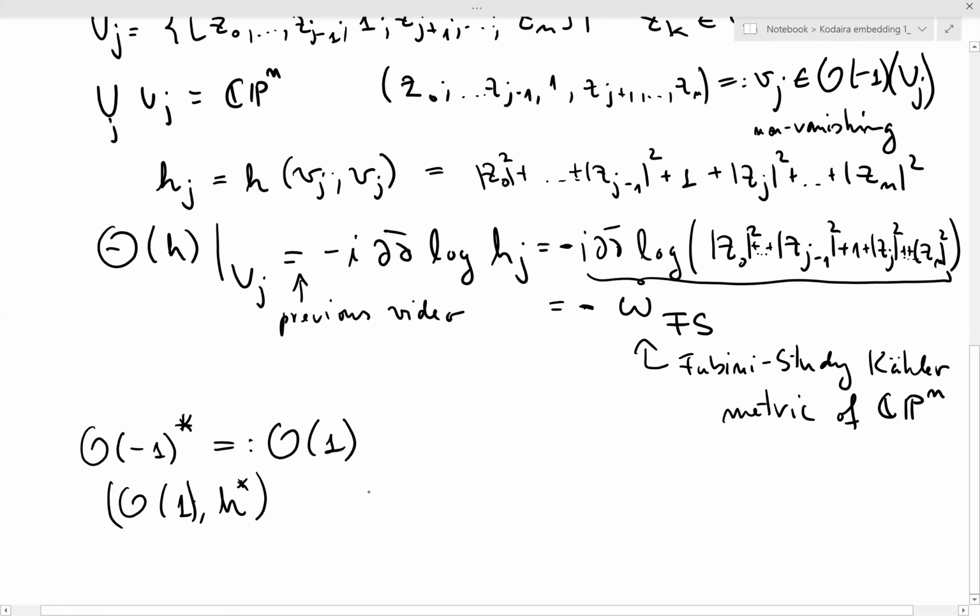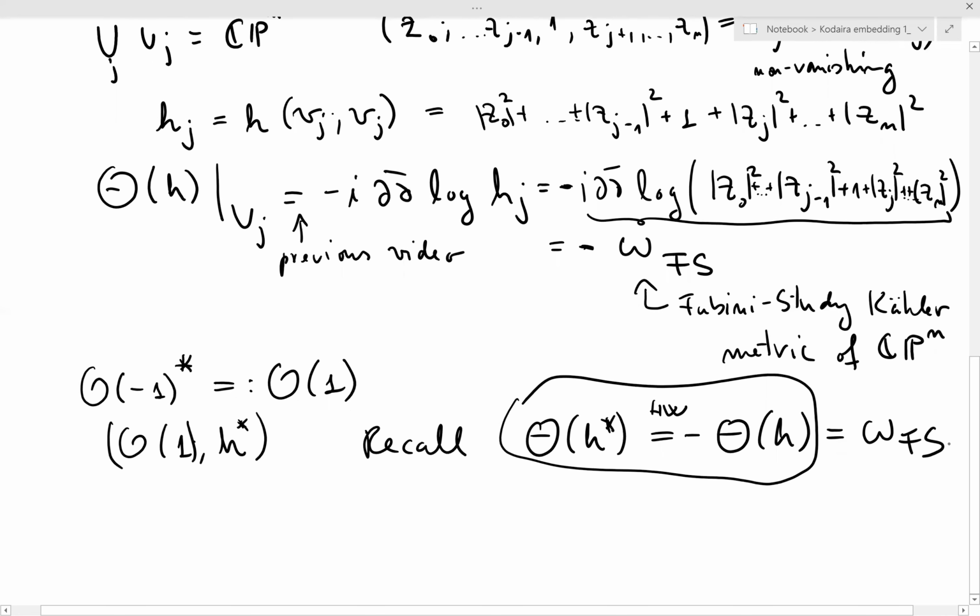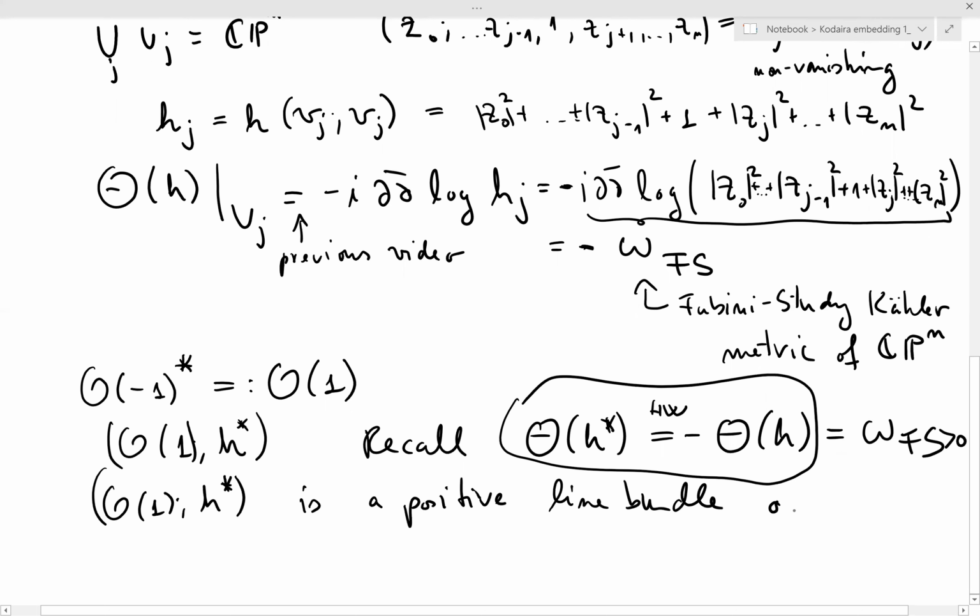And then, as you know, recall the curvature of H star is always equal to the negative of the curvature of H, which in this case is omega FS. So this could be a quick homework exercise for you, unless you're already familiar with it. Now, the good thing here is this is positive. So in particular, O(1) with the metric H star is a positive line bundle on CP^n.